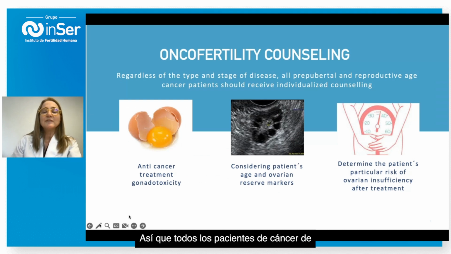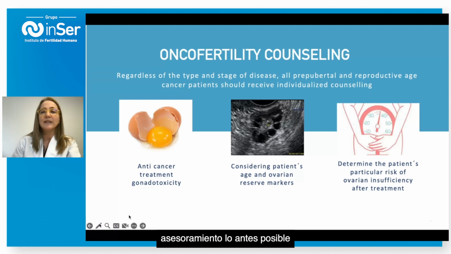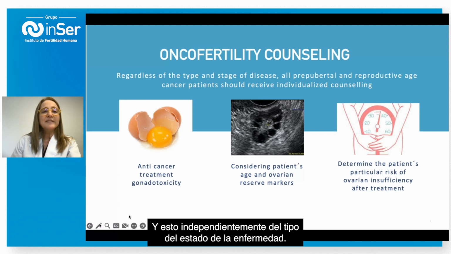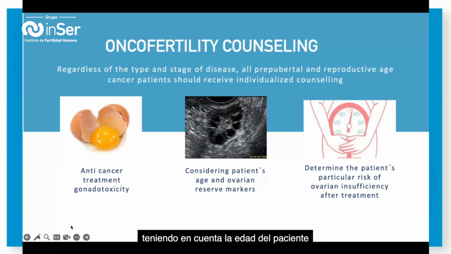So all cancer patients of reproductive age should receive a complete oncofertility counseling as early as possible in the treatment planning process. And this is regardless of the type and the stage of the disease. So first of all, the oncologist should discuss with the patient the gonadotoxicity of the planned anti-cancer treatment, taking into consideration the patient's age and the ovarian reserve markers, and that way determine the patient's particular risk of ovarian insufficiency after treatment.